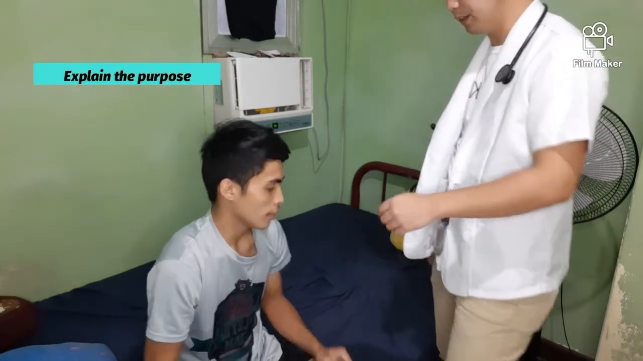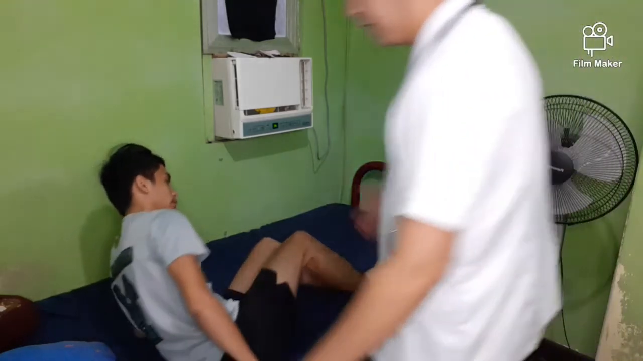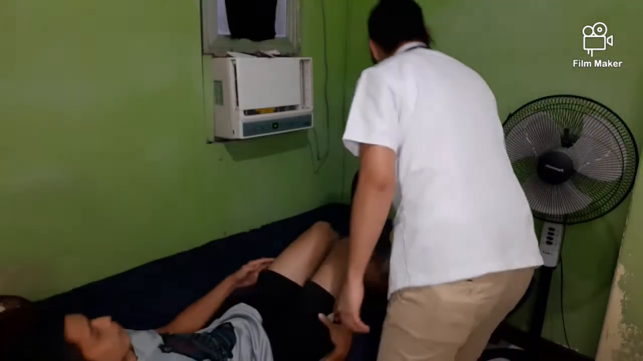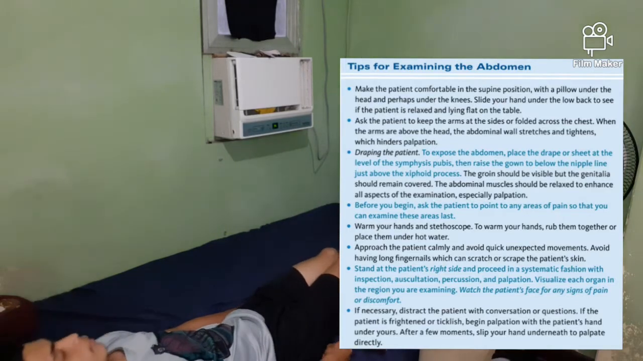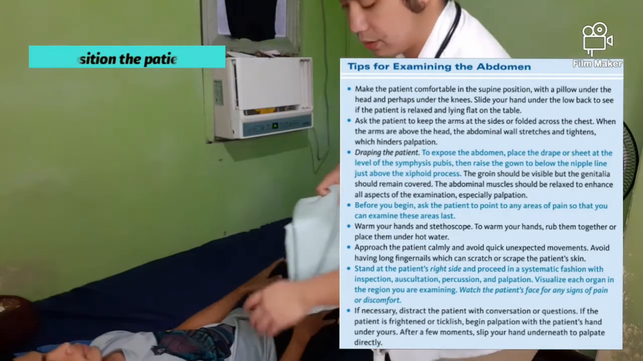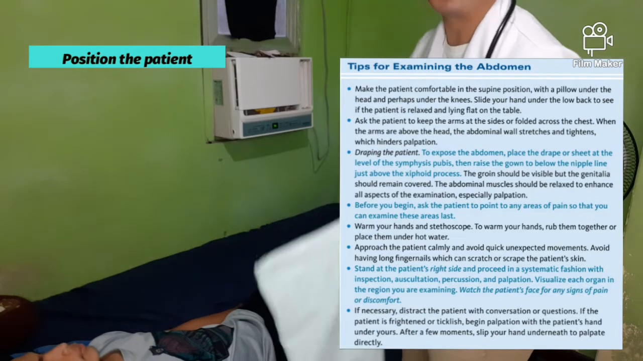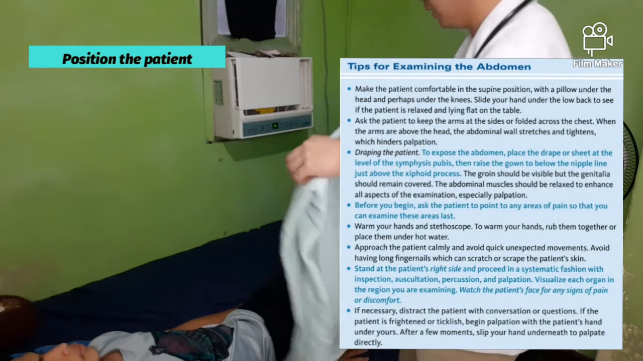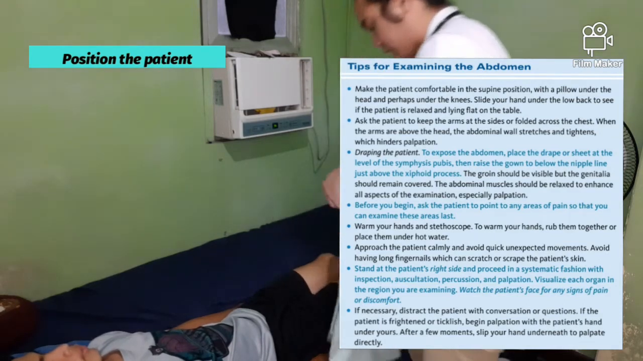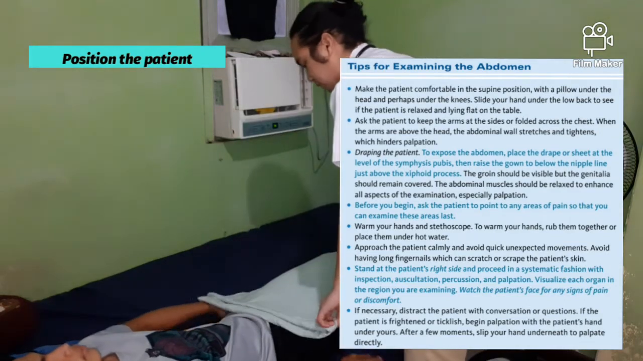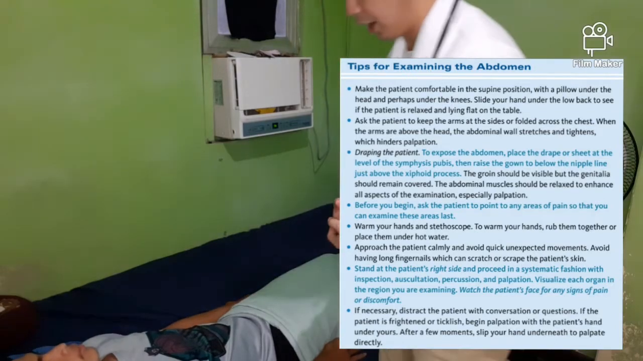Please lie down, sir. Then place your arms at your sides, and also fold your knees. So, this is to make sure that the abdomen of our patient is relaxed. Okay? Not tense. Then you drape the patient. Okay? Then you put the arms at the sides.